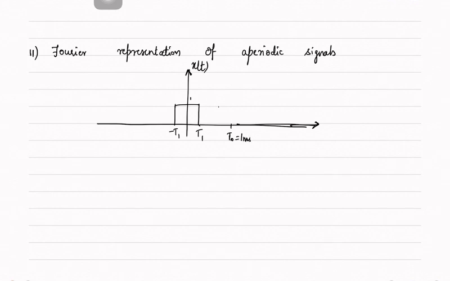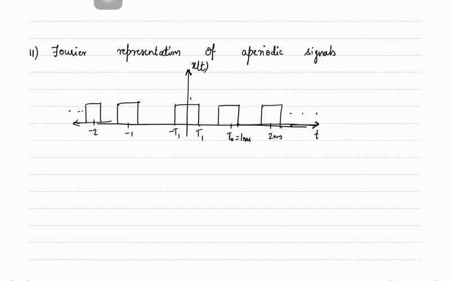And I'll have something at 2 milliseconds. The same thing on the left hand side, at minus 1 millisecond, at minus 2 milliseconds, and so on and so forth. It's a periodic signal, so this goes on till infinity.